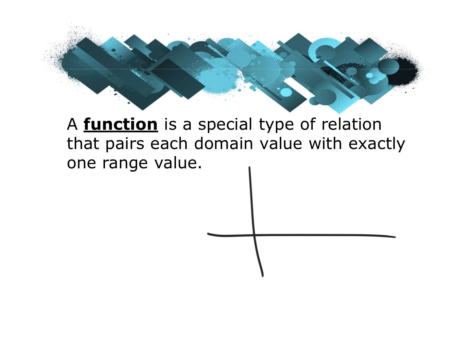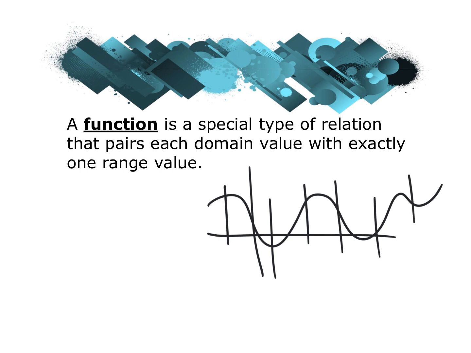You can have anything on the graph. And for every one x, you only have one y, okay? So that's why it's a function. It passes the vertical line test, so there's only 1 point for each one.